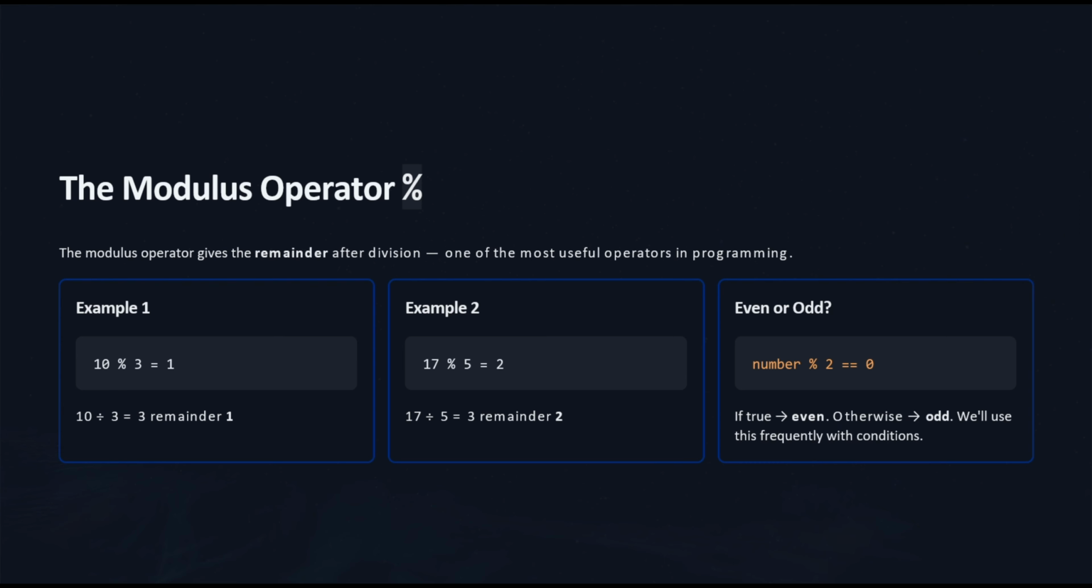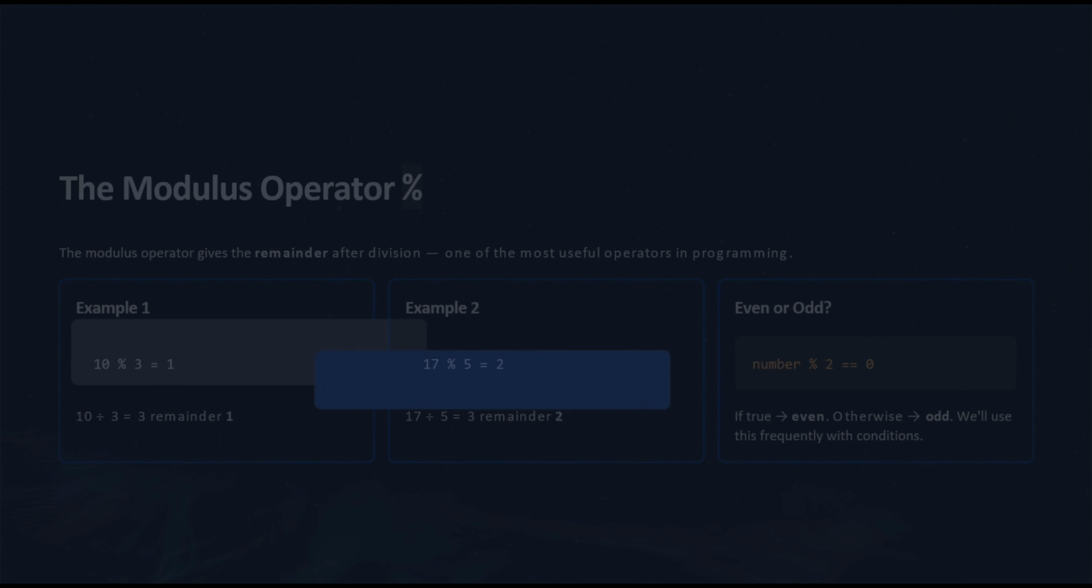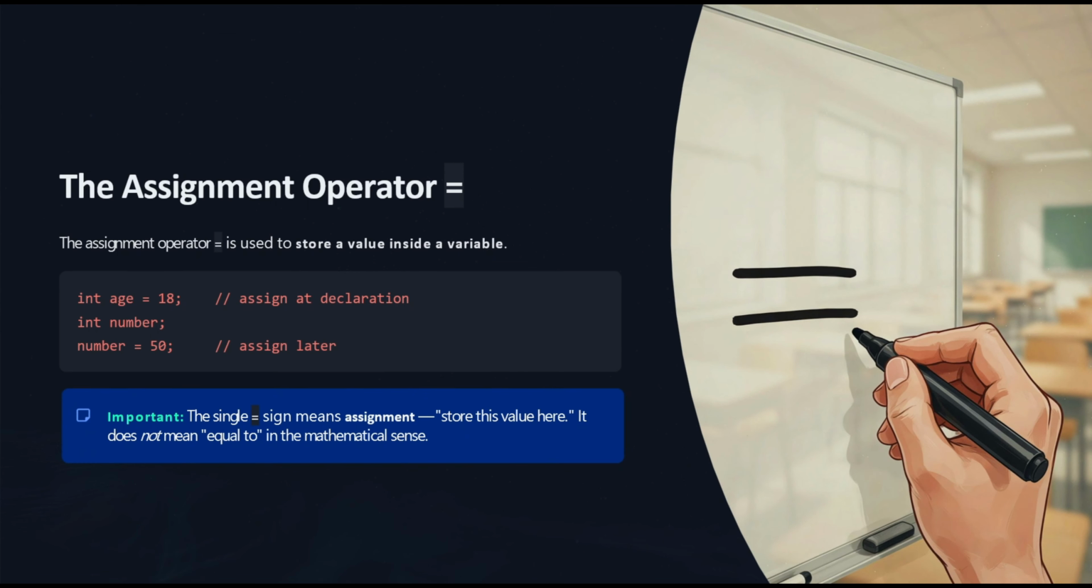The modulus operator (%). The modulus operator gives the remainder after division. One of the most useful operators in programming. Example: 10 % 3 = 1, because 10 divided by 3 equals 3 remainder 1. Example: 17 % 5 = 2, because 17 divided by 5 equals 3 remainder 2. Even or odd number: n % 2 == 0 gives even if true, otherwise odd. We'll use this frequently with conditions.